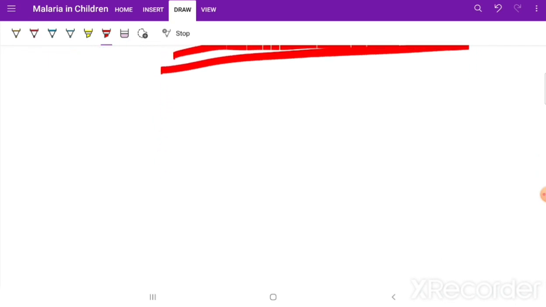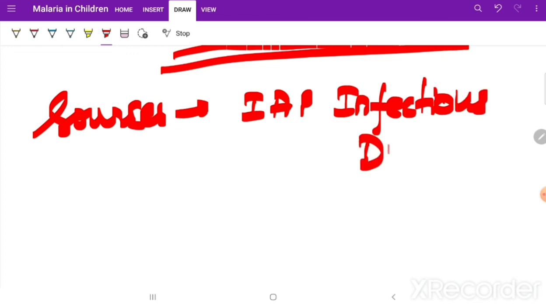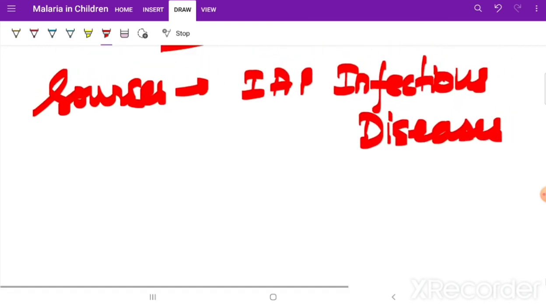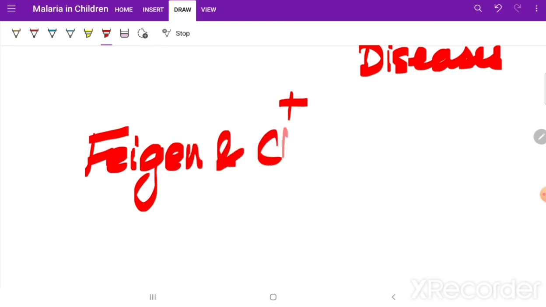Like always, I would like to tell you the sources. The sources for my presentation definitely is one, IAP infectious diseases, which is a textbook having all the infections, and I have taken the regimens from there itself. Even the treatment of hypoglycemia is very well mentioned there, 25 ml per kg of 25D and 5D. And for most of my pathophysiology I have taken Feigin and Cherry, which is a textbook of pediatric infectious diseases.